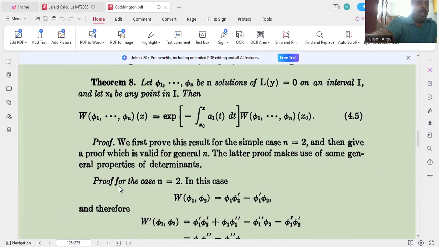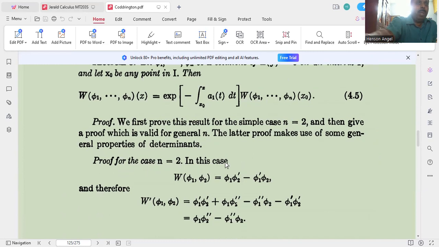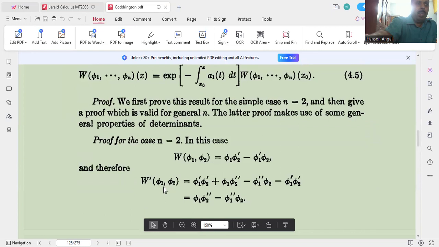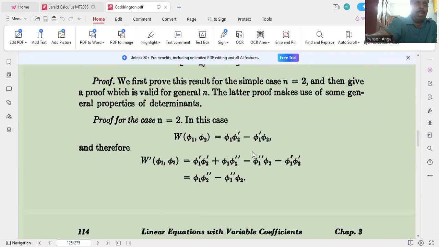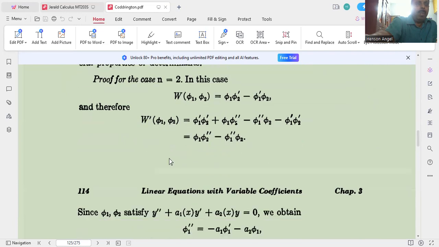So now the proof for the case n = 2. In this case, the Wronskian W(φ1, φ2) = φ1 φ2' − φ1' φ2, and therefore W'(φ1, φ2) = φ1' φ2' + φ1 φ2'' − φ1'' φ2 − φ1' φ2'. This can be simplified like this, that is φ1 φ2'' − φ1'' φ2.